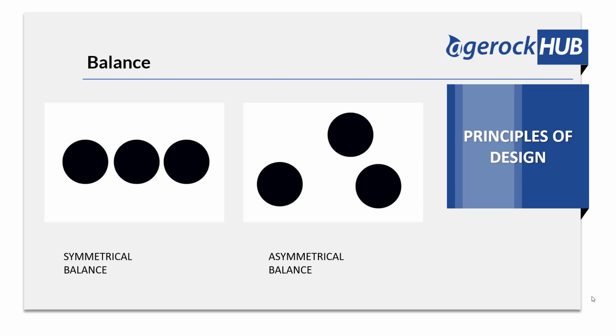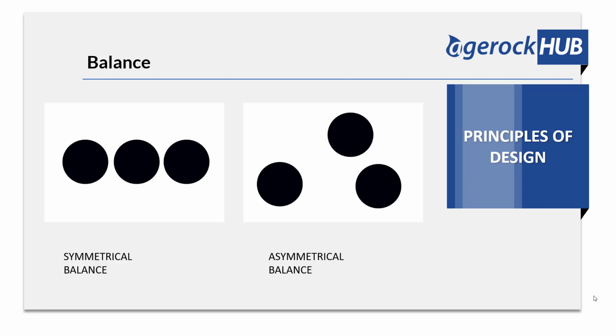Balance. The principle of balance. Balance is the distribution of visual elements in an artwork. This includes color, objects, textures, and space. It creates a sense of stability and order. Basically, there are two types of balance: symmetrical and asymmetrical balance.